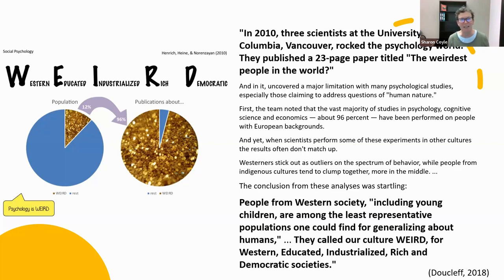But when they did studies on Indigenous populations, they found that there was much more consistency across groups than that, and that big group of people that most of the studies are done on didn't apply to other groups very well. So that's a really good example of a problem with sources and bias and EDI, and why you need to look outside of your group. People from Western society, including young children, are among the least representative populations one could find for generalizing about humans. And they called our culture WEIRD, for Western, educated, industrialized, rich, and democratic societies.